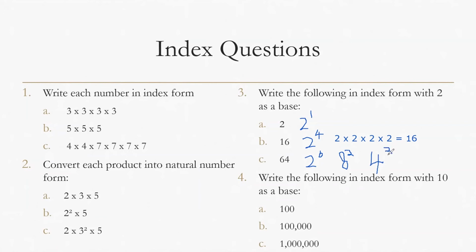Okay, so 64 can also be expressed as 64 to the power of 1, but we're going to ignore that. So it can be expressed three different ways: 2 to the power 6, 8 to the power 2, 4 to the power 3. Very good. Now, for number 4, write the following in index form with 10 as a base. Please read the whole answer for me. For instance, if I was answering 3b, I would say 16 equals 2 to the power of 4. So read it as a whole sentence like that.